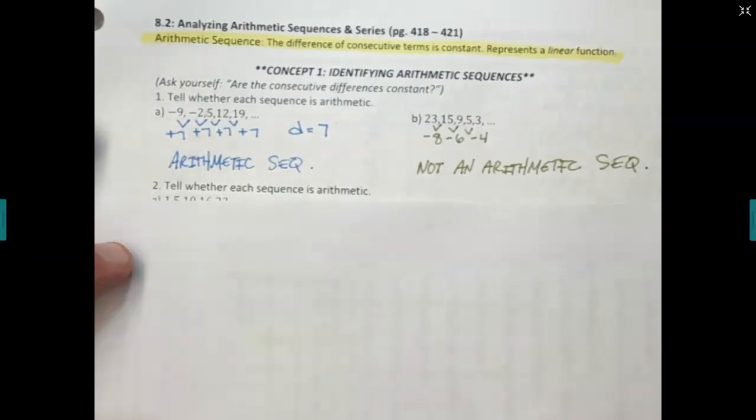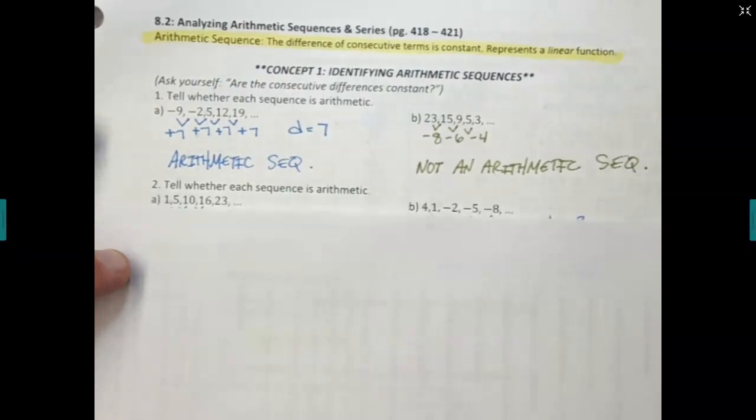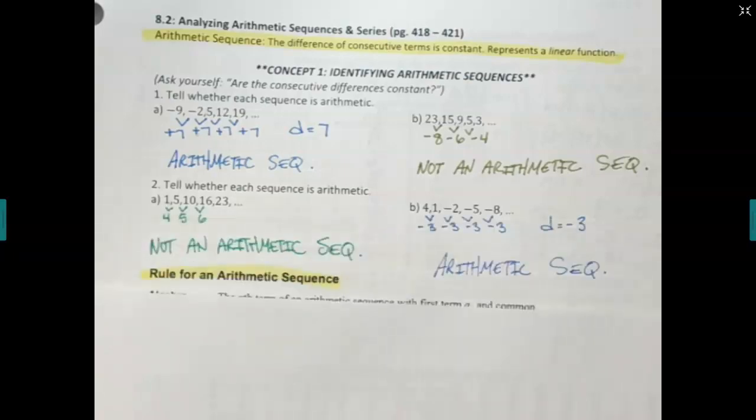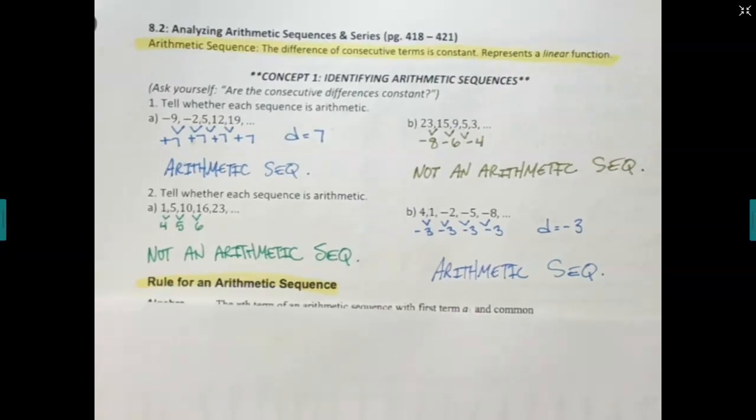You're going to do the same thing here with number 2. Tell whether the sequence is arithmetic or not. And go ahead and pause it. I'm going to show this answer. There we go. 1a is not an arithmetic sequence. 2b is, yes, the common difference is negative 3. It's an arithmetic sequence. Alright, next.